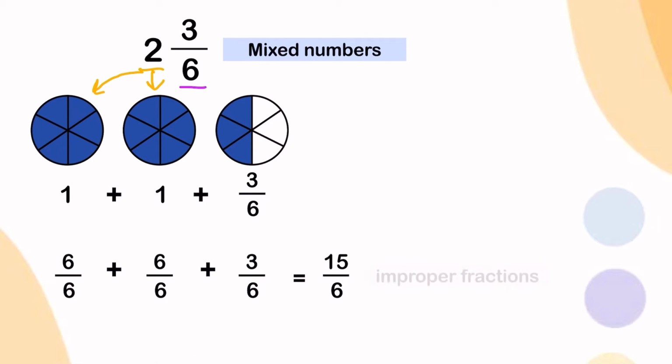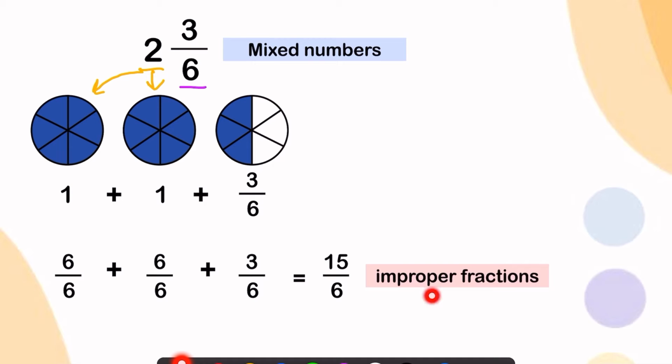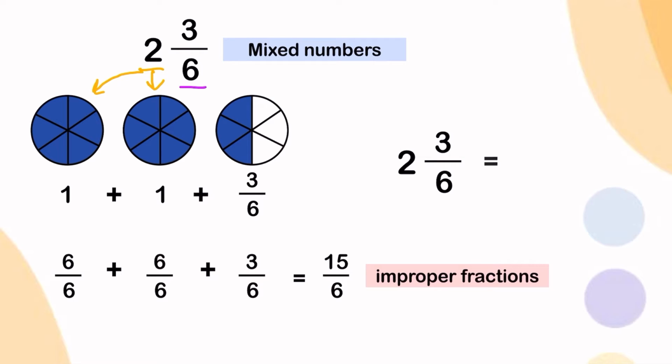Can you see? 15 over 6 is an improper fraction. So we can say that 2 and 3 over 6 is equal to 15 over 6. We just converted the mixed number to an improper fraction. Okay, they are equal but they have different forms.